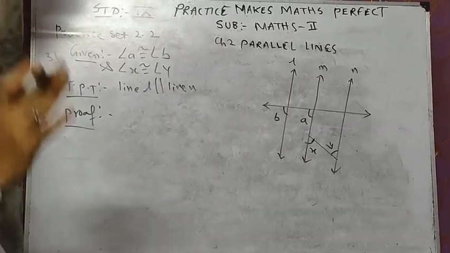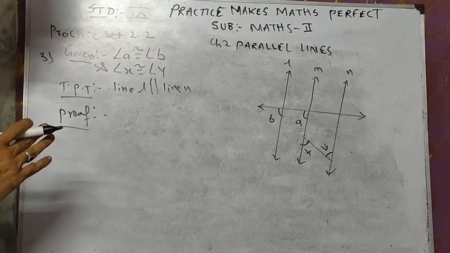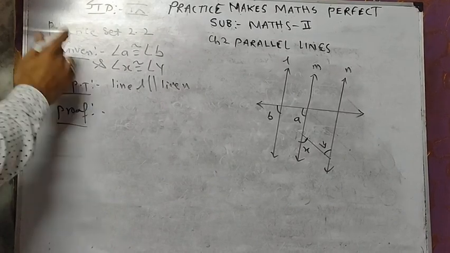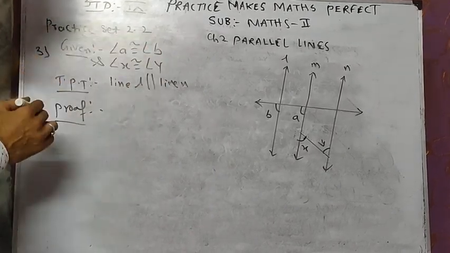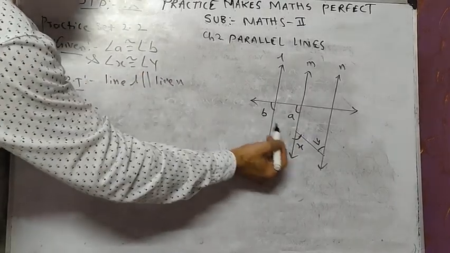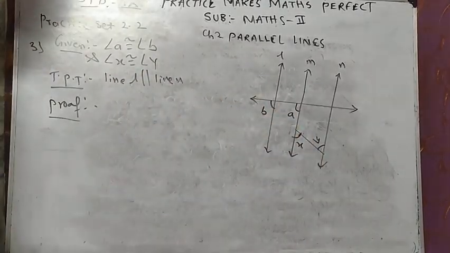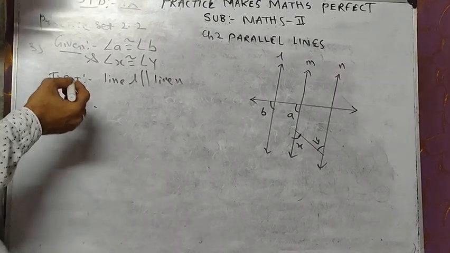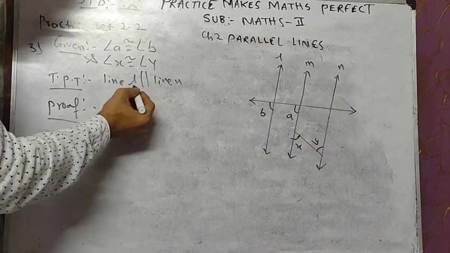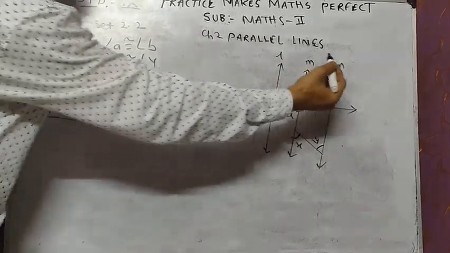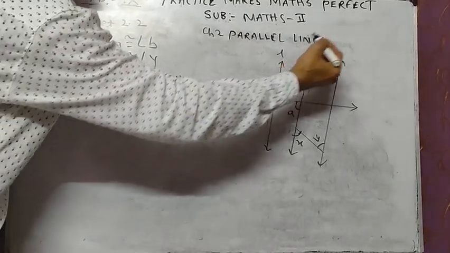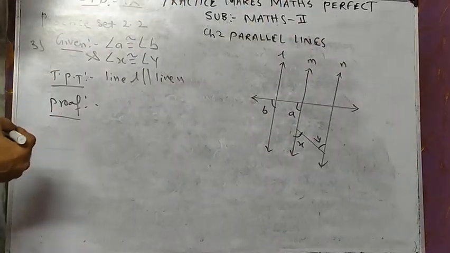Okay, now come to sum number 3, which is on page number 21. Diagram is given to you. Okay, given angle A is congruent to angle B and angle X is congruent to angle Y. A and B are congruent, X and Y are congruent, and you want to prove that, TPT, to prove that, line L is parallel to line N. Okay, this first line is parallel to third line. We have to show like this.